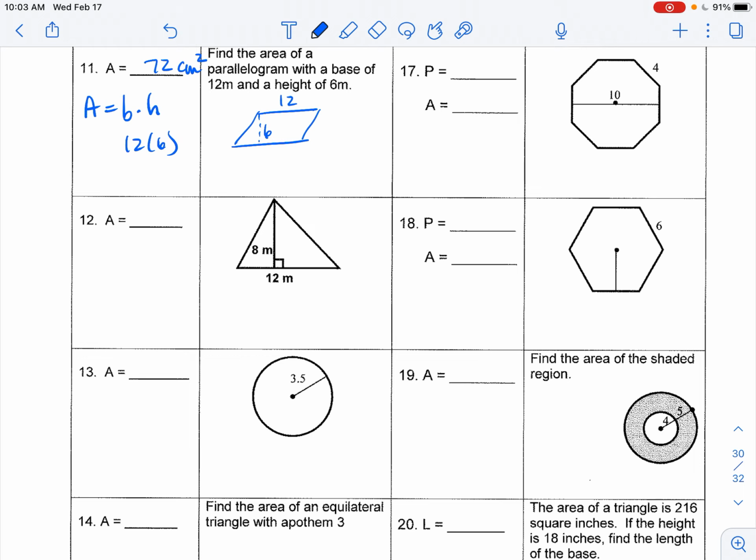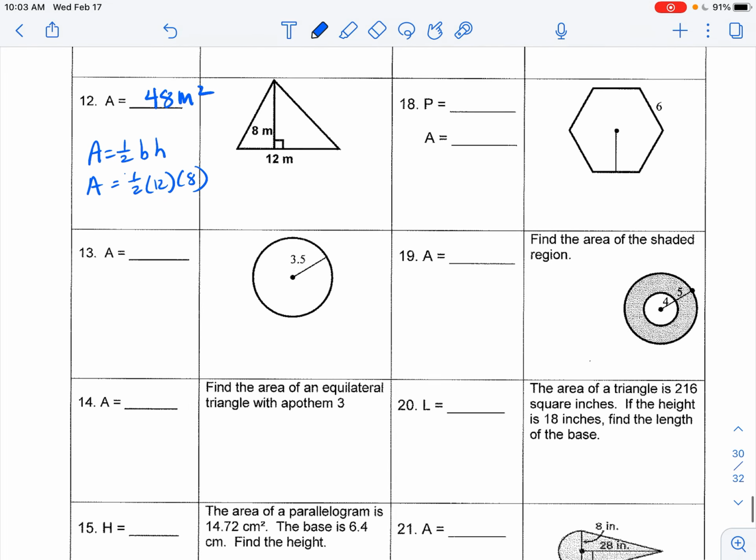In problem number 12, we've got a triangle. Area is 1/2 base times height, and area is equal to, well, half of 12 times 8. 6 times 8 is 48, and that's meters squared.